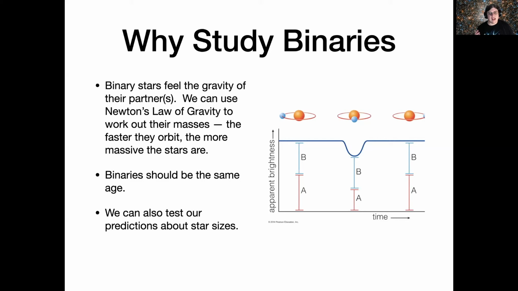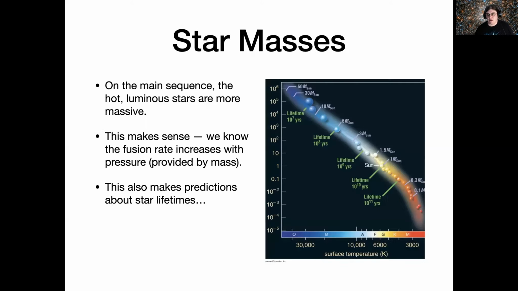So we can test how big these stars should be, and compare it to our models of stars as black bodies, where if we know their luminosities and temperatures, we know their sizes. We can also then get their masses. And we can also look a little bit at age, but I'm going to talk more about that later.